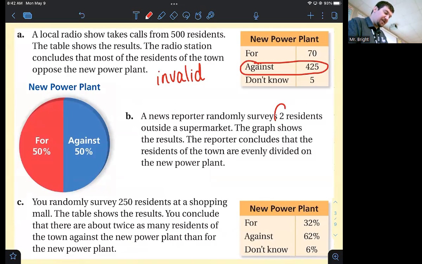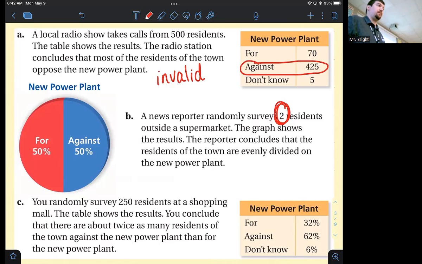Yeah, they only surveyed 2 people. So from the results, I'm looking at the pie chart, which I don't have to peek at, but if I do, I can see that one person said they were for it. One person said they were against it. So therefore, the town has been evenly divided over this issue.